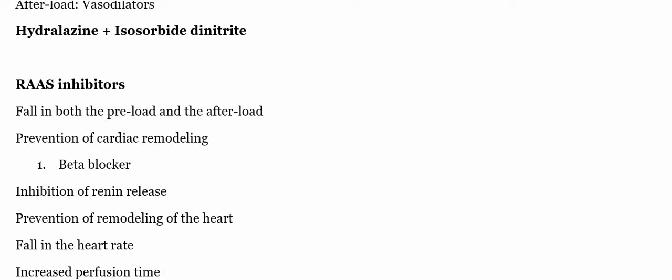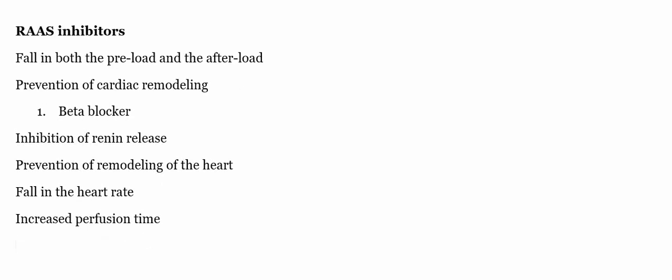Interesting, right? So the afterload is getting reduced because of the effect on the RAS system, and also because of the fact that renin is not getting produced, because renin is itself a vasoconstrictor. So we can go with vasodilation, and in brackets we can mention that it is because of the renin not getting produced, basically. So we are done with the beta blockers, and we've talked about the RAS inhibitors.